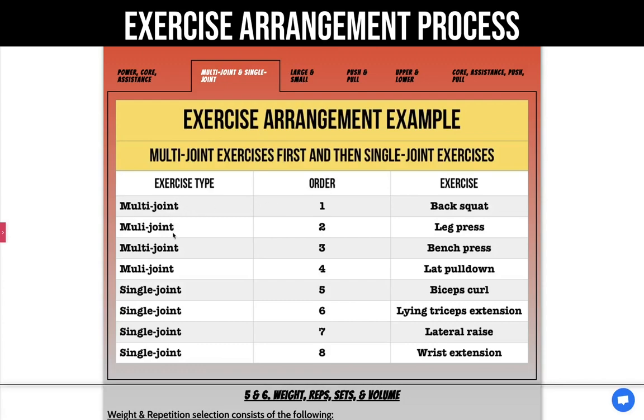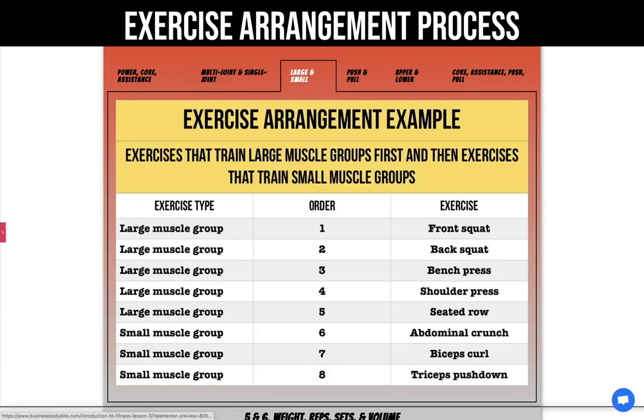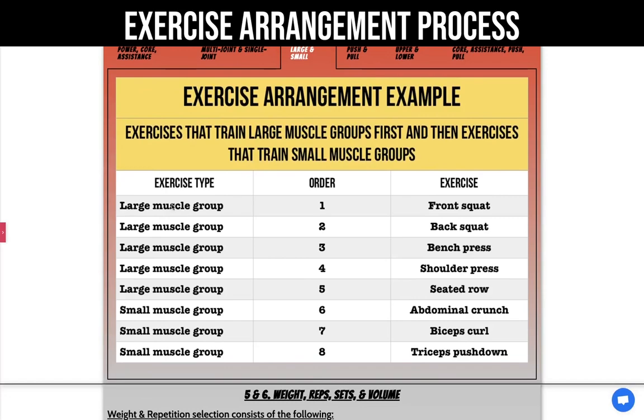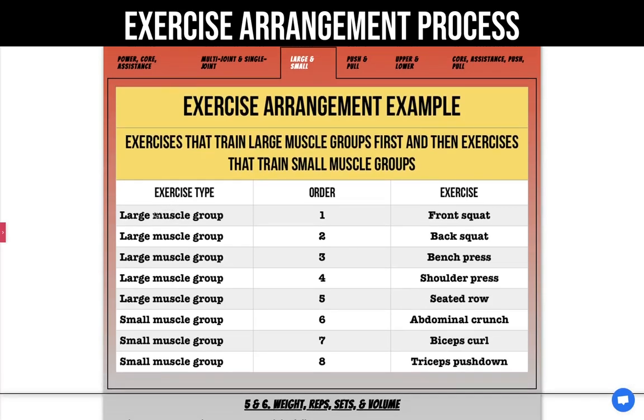As you see here, multi-joint. So multi-joint, we know that's more so core exercises, and single joint are more so assistant exercises. And as you see, the exercise type right here, and this is the arrangement, doing the more challenging multi-joint exercises first, so you don't run the risk of getting injured. All right, and then once again, these are worded differently, but you get the idea.